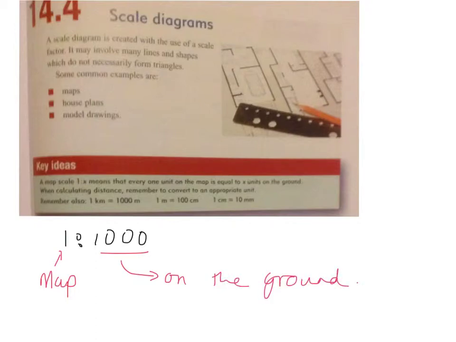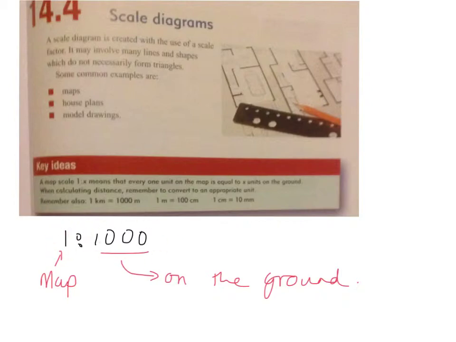If this is 1 centimetre on the map, then this is going to be 1,000 centimetres on the ground. 1,000 centimetres is 10 metres. If you had a really big map, 1 metre on the map means 1,000 metres. Whatever this is, it's the same unit for this.